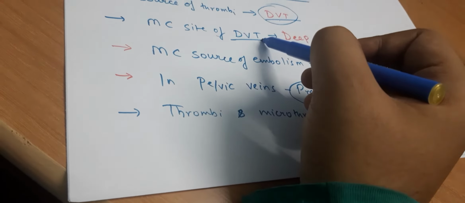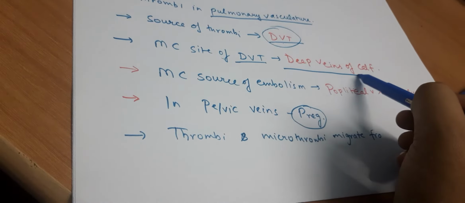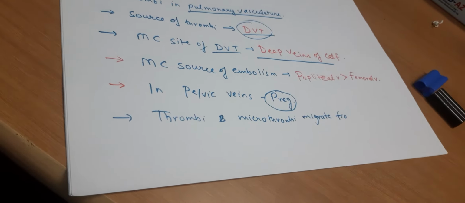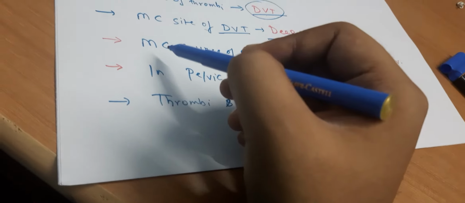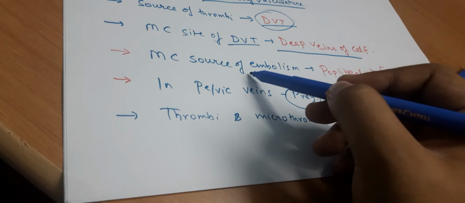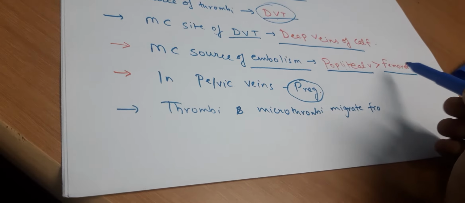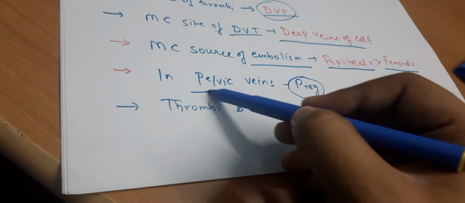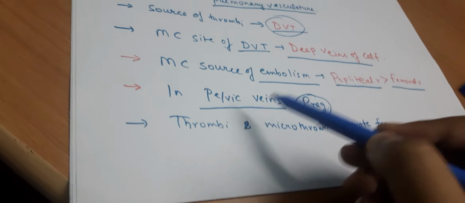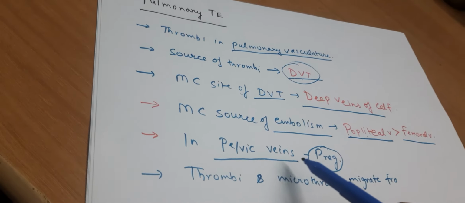So the most common site of DVT is the deep veins of the calf, all right? The most common site of DVT is the deep veins of the calves, and the most common source of embolism is mainly the popliteal vein, and after that the femoral veins. And this is pulmonary thromboembolism.